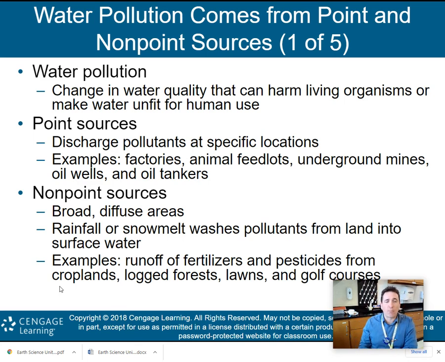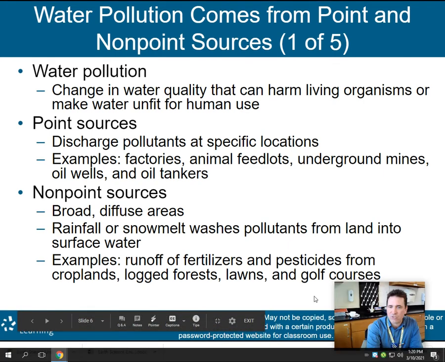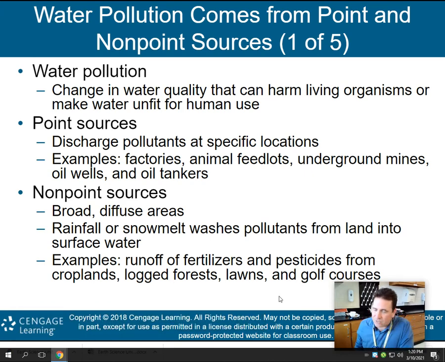Non-point sources are more of a broad, diffuse area. Rainfall or snowmelt washes pollutants from land into surface water. Examples: runoff of fertilizers and pesticides from cropland, logged forest, lawns, and golf courses. For instance, another example: we're in Ardsley. All of us put fertilizer maybe on our lawns, okay? That fertilizer eventually either seeps into the groundwater or runs off into the Sawmill River. Downriver, we sense these pollutants.